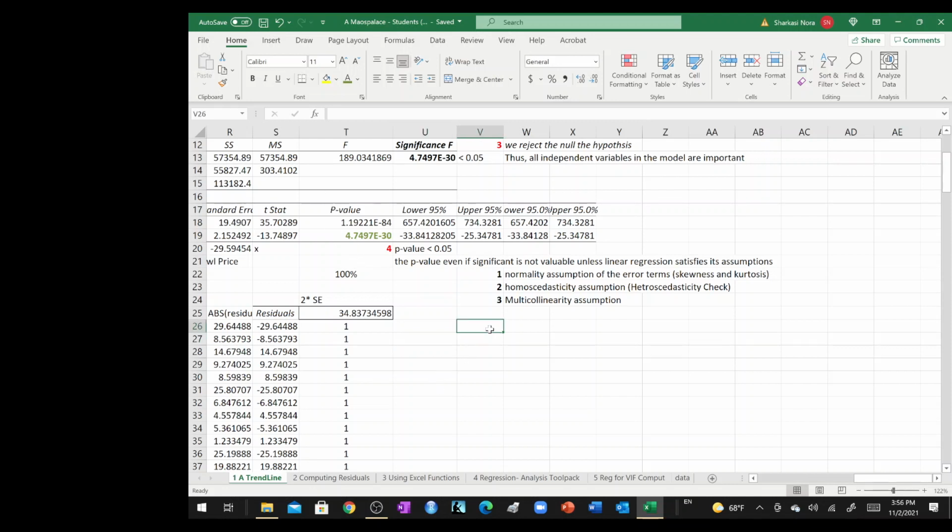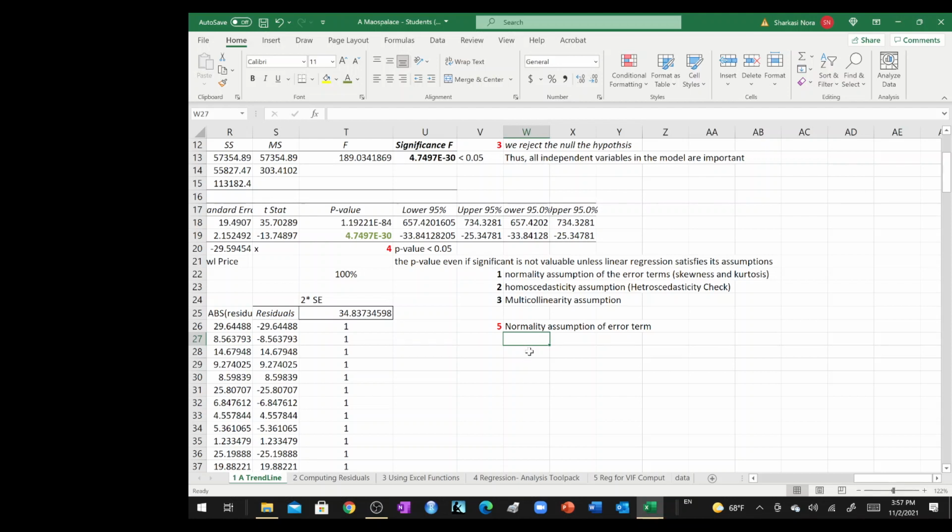All right, lovely people, let's begin. So we're going to start first with the normality assumption. So this is number 5, normality assumption of the error term.